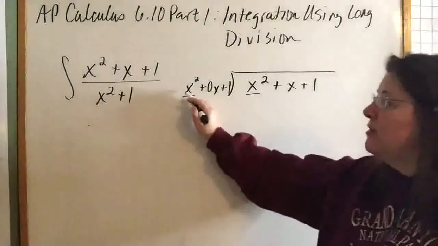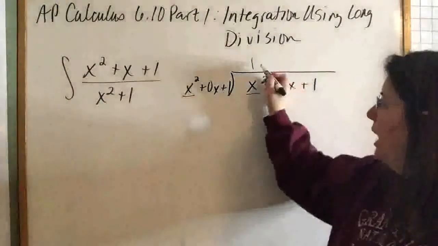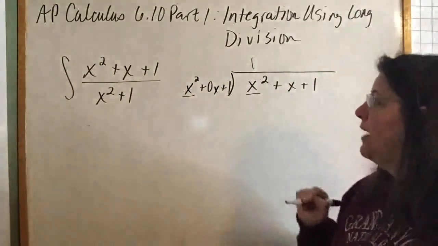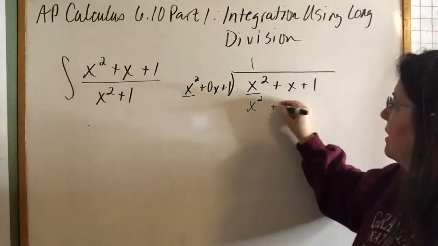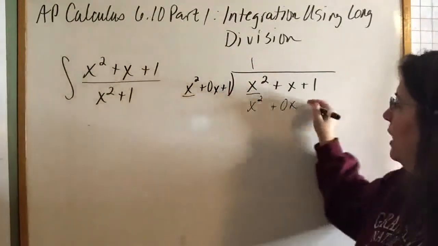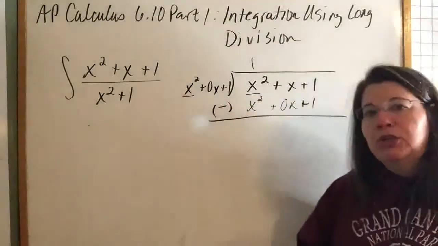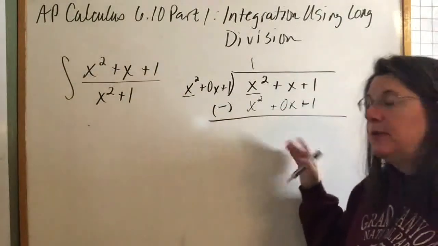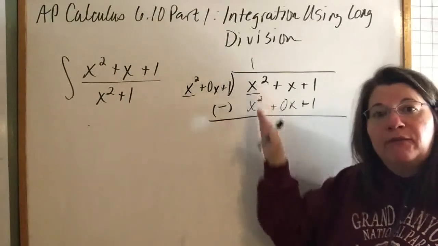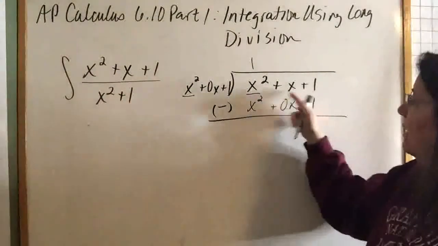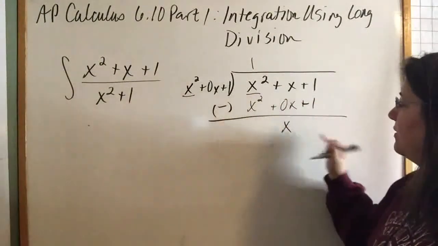So how many times does x squared go into x squared? Well, it goes in 1 time. So 1 then multiplies by our divisor. 1 times x squared is x squared. 1 times 0x is 0x. 1 times 1 is 1. Then I subtract to figure out what's left. Well, x squared minus x squared is 0x squared, which is what we want. We want that first term to cancel out. x minus 0x is x, and 1 minus 1 is 0.